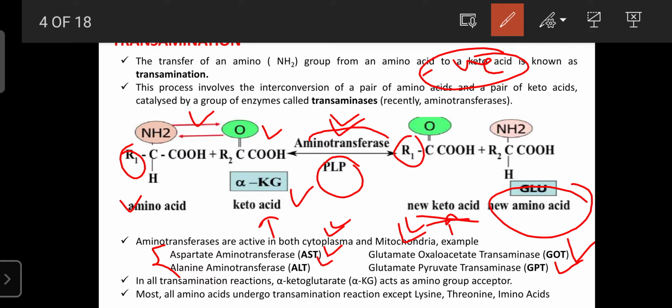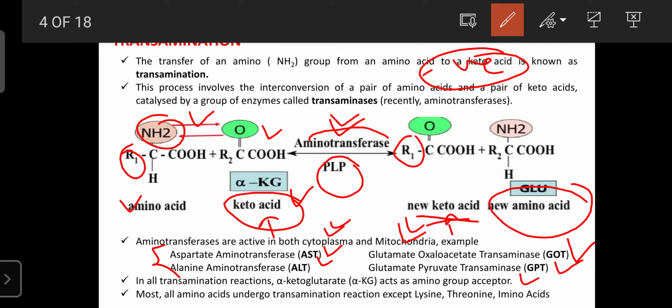So regarding all transamination reactions, alpha ketoglutarate acts as the amino group acceptor. This enzyme along with PLP carries the amino group and finally supplies it to alpha ketoglutarate. That's why alpha ketoglutarate, in all the transamination reactions, acts as the amino group acceptor and is involved in the formation of new amino acids, or it can convert amino acid into keto acid.